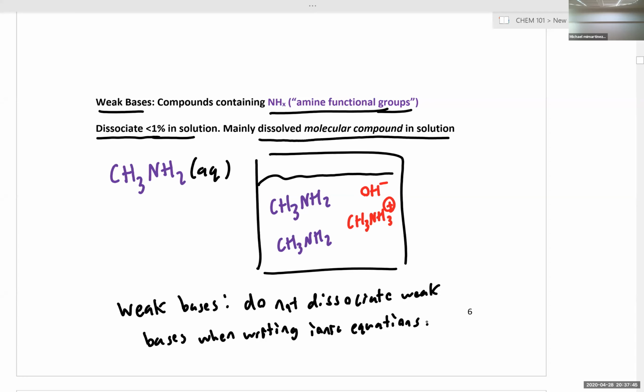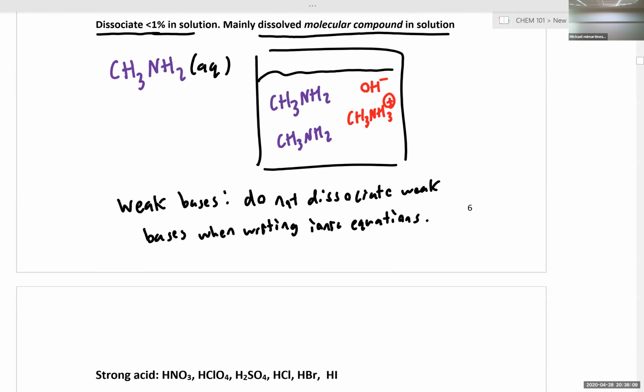From the perspective of ionic equations, a weak base primarily exists as a molecular species. We do get a little bit of ionization, but it's negligible from the perspective of ionic equations. Does that make sense to everyone? Does this idea make sense? Everyone comfortable so far? Okay, let's keep going now.